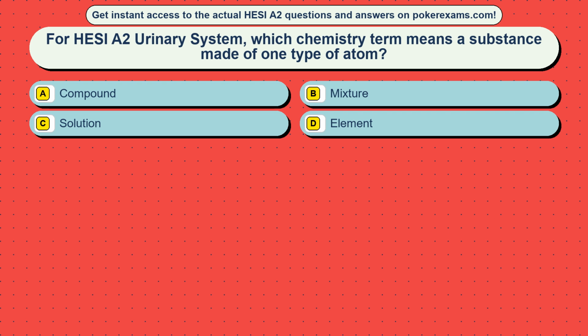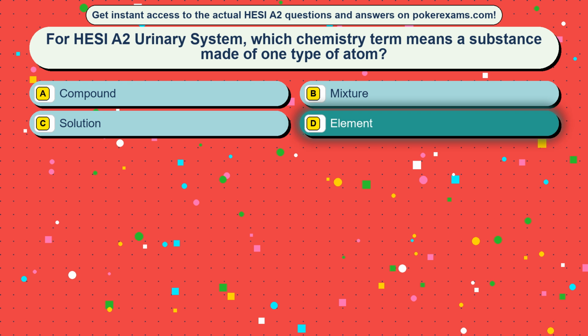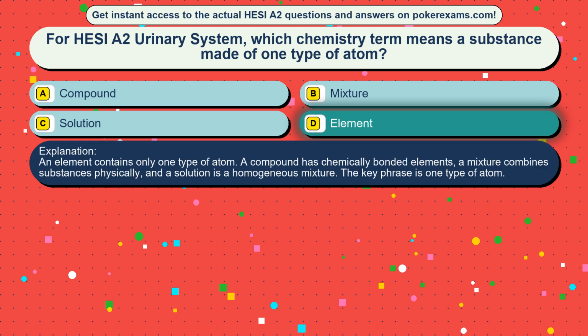Question 42. For HESI A2 urinary system, which chemistry term means a substance made of one type of atom? Option A, compound. Option B, mixture. Option C, solution. Option D, element. The correct answer is option D, element. An element contains only one type of atom. A compound has chemically bonded elements, a mixture combines substances physically, and a solution is a homogeneous mixture. The key phrase is one type of atom.